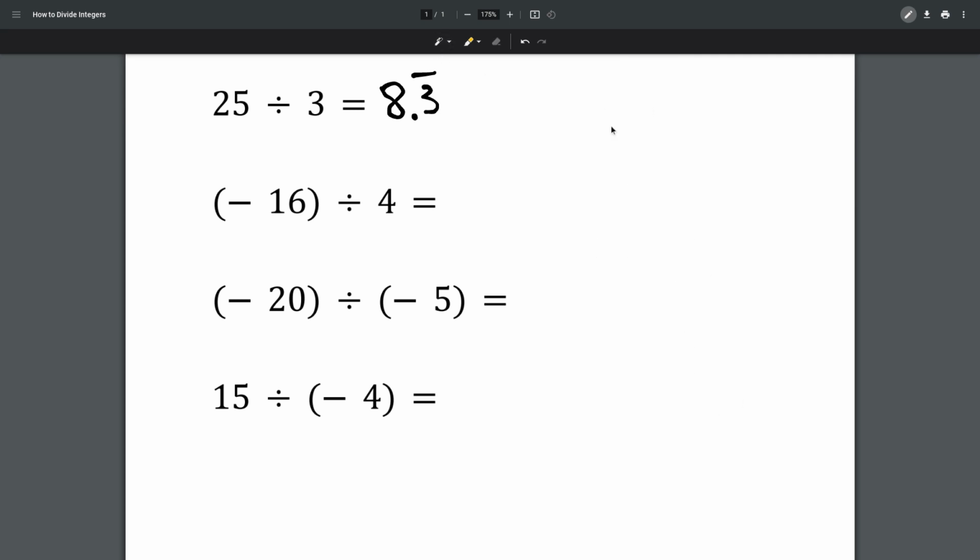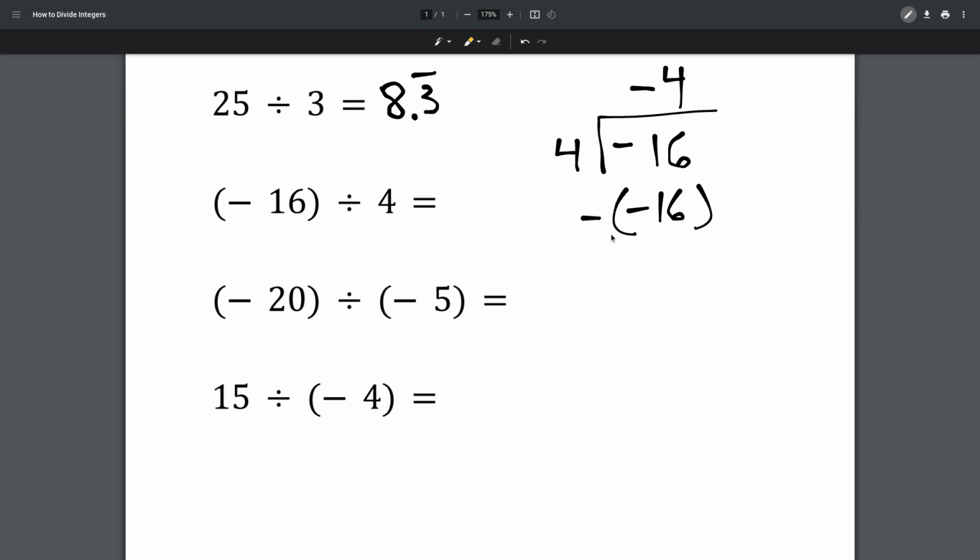Okay, so in our second problem, we have a negative integer divided by a positive integer. Negative 16's our dividend, so we're going to write negative 16 under the division symbol. We're going to divide that by 4. 4 will go into negative 16. It doesn't go into 1, but it will go into negative 16. Well, it goes into 16 4 times, but to get negative 16, we're going to have to do a negative 4 times, because negative 4 times 4 is negative 16. So again, negative 4 times 4, it's negative 16.